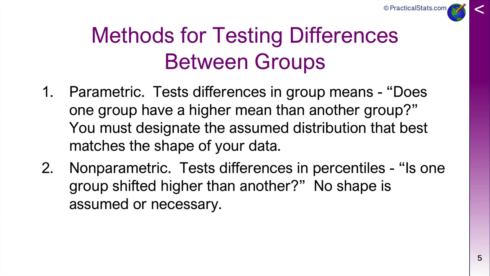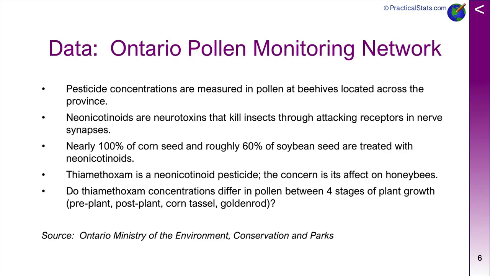The data today I'll use is from the Ontario Pollen Monitoring Network. And so there they've looked at pesticide concentrations in pollen at beehives across the province. And there are pesticides of interest. These pesticides, the class is, let me see if I can get it right, neonicotinoids, related to nicotine, I believe. And they're neurotoxins so that they kill insects by damaging their nerve system. And unfortunately, they're not real selective in what it does with different types of insects. And so the concern is the effect on honeybees here.